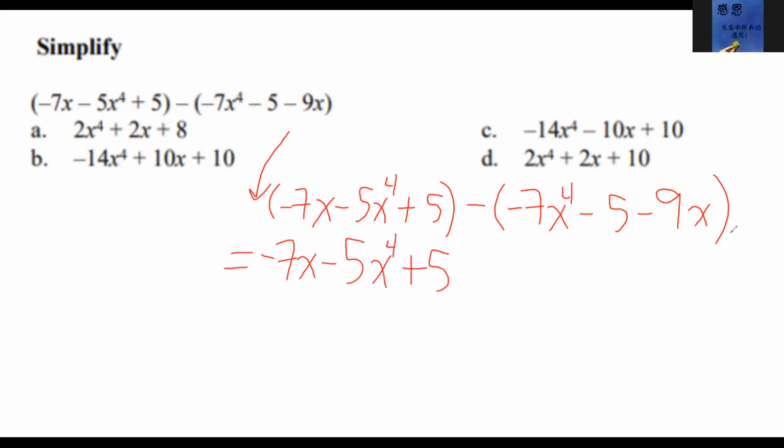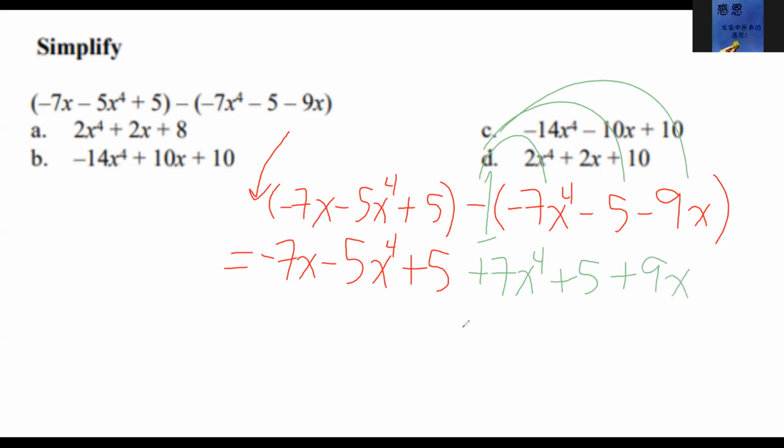Okay, in front of these second brackets, I have a negative 1. Now you don't see the 1, but it's there, it's invisible. So I do negative 1 times each of the terms in the second brackets. And I'm left with negative 1 times negative 7x to the 4, that's positive 7x to the 4. Negative 1 times negative 5 is positive 5. Negative 1 times negative 9x, positive 9x.